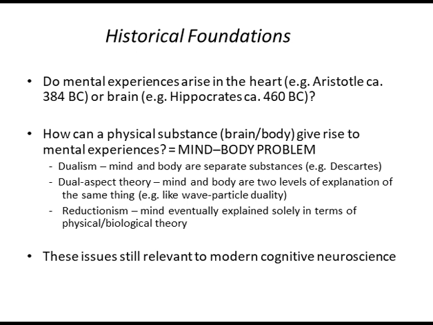Rene Descartes introduced this idea with his notion of dualism, that the mind and body are separate substances. We also looked at the dual aspect theory, where the mind and body are two levels of explanation of the same thing. We also looked at reductionism: the mind eventually will be explained solely in terms of the physical or biological theory. These issues still are relevant to modern cognitive neuroscience.